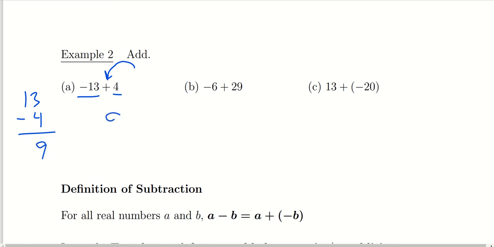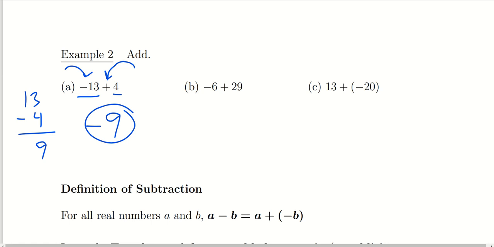So the value for the answer is going to be 9, but now we have to attach the appropriate sign. The number that's larger in absolute value is the negative 13, right? 13 dwarfs 4, and because the 13 was negative, that means that the 9 for our answer is going to be negative as well.